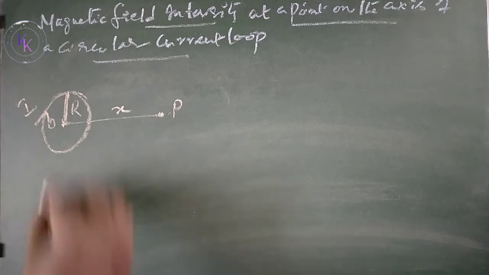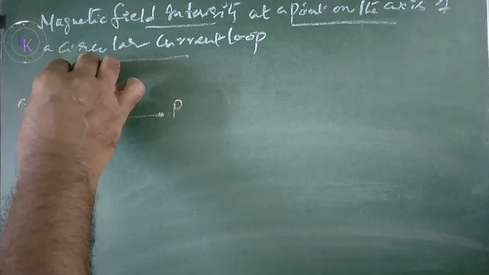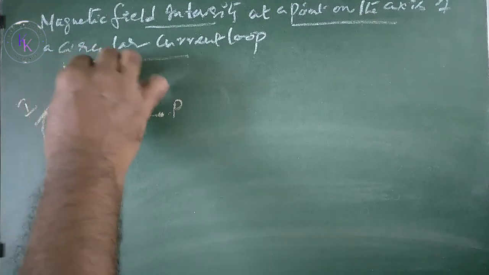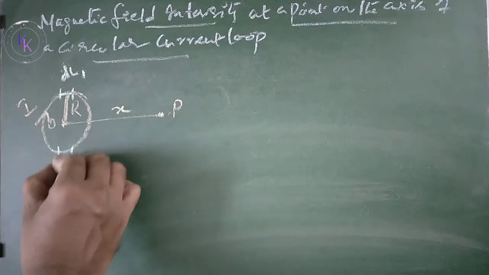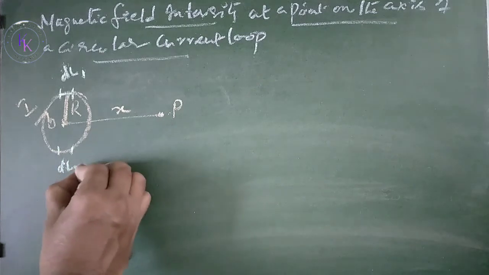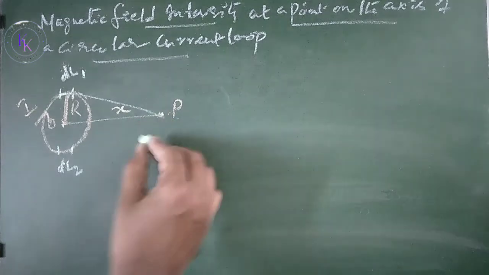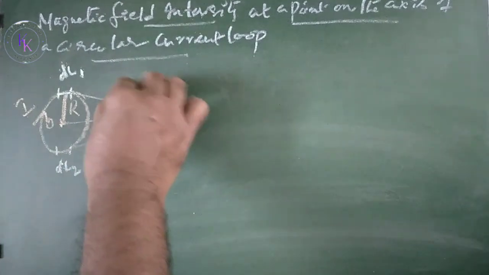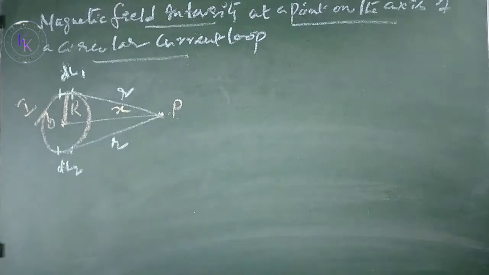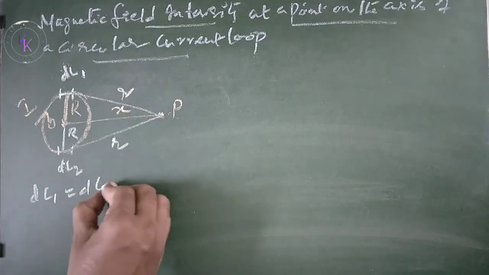Consider a differential element I dl1 at the top on one side and I dl2 at the bottom. Then the distance between the point P and the differential element is a small r. This dl1 equals dl2.